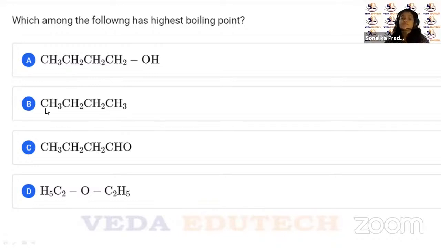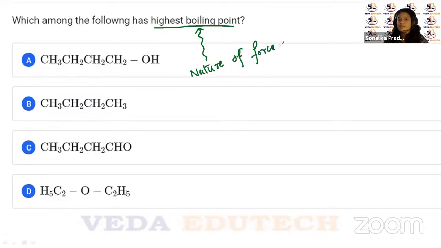Let's see what the first question is trying to tell us. Which amongst the following has the highest boiling point? When it comes to boiling point, children, we need to keep two things in mind. One is the nature of forces, and the other is the molar mass or the molecular mass. Both are directly proportional to your boiling point, right?